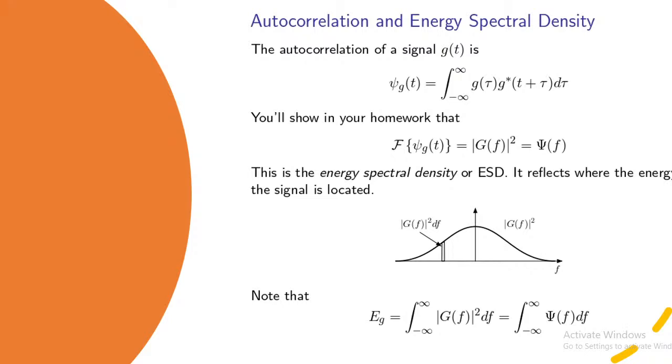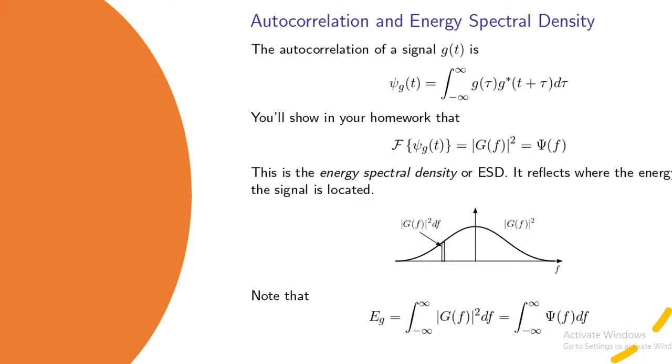Now, based on this, I am giving you a homework: find the Fourier transform of psi_g(t) and show that it is equal to absolute G(f) square, that you can write as psi(f). As a homework you show that the Fourier transform of psi_g(t) is equal to absolute G(f) square. You will learn many things about the Fourier transform from this. Now this is called the energy spectral density, or the ESD, of the signal.